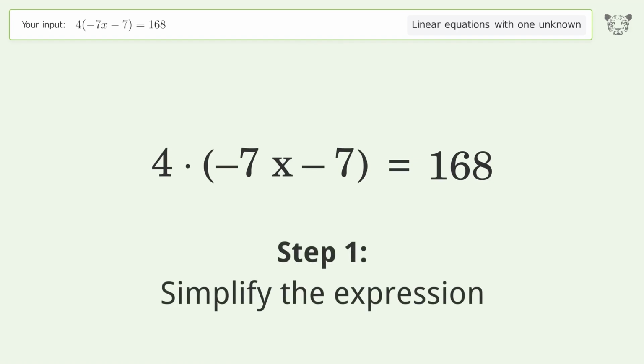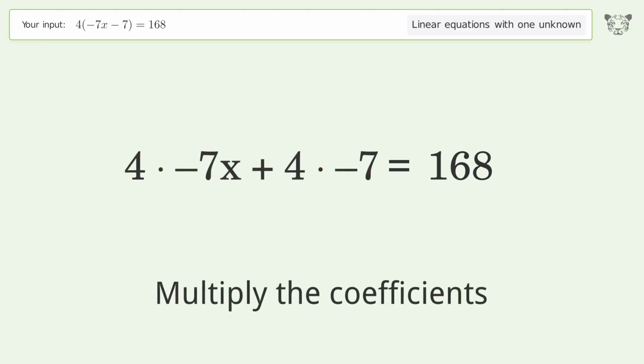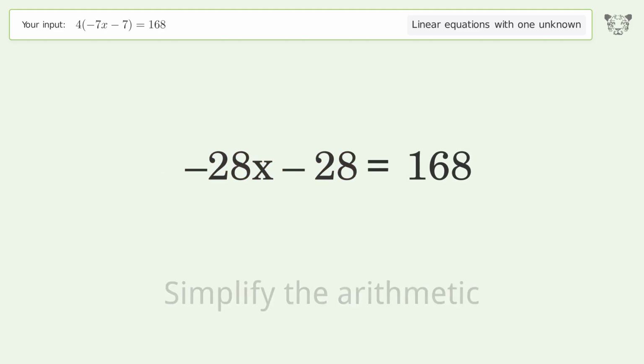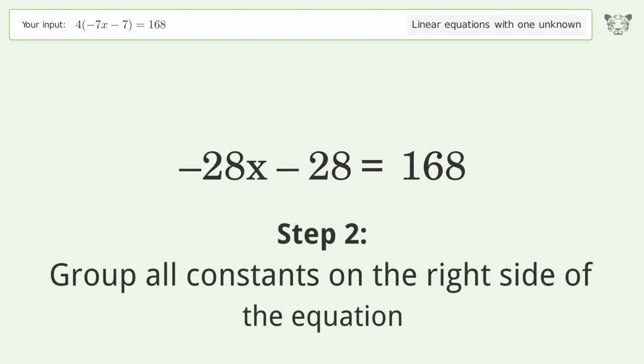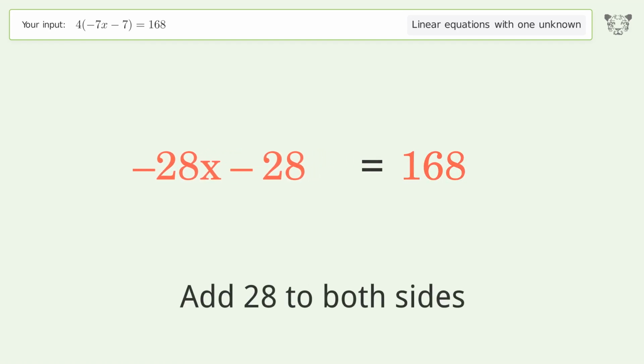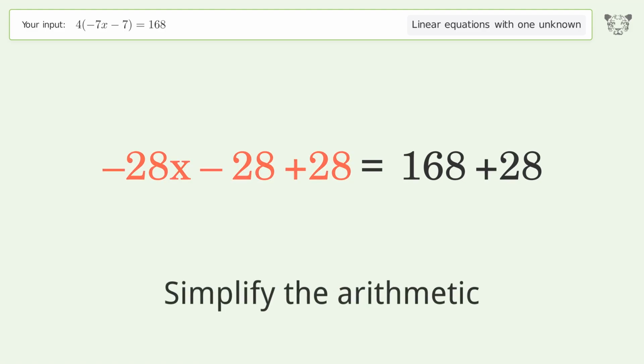Simplify the expression. Expand the parentheses. Multiply the coefficients. Simplify the arithmetic. Group all constants on the right side of the equation. Add 28 to both sides. Simplify the arithmetic.